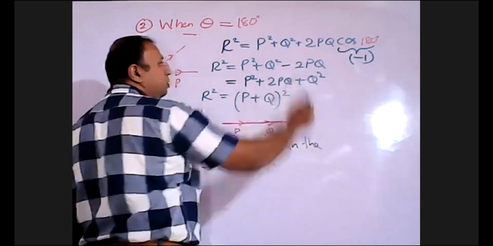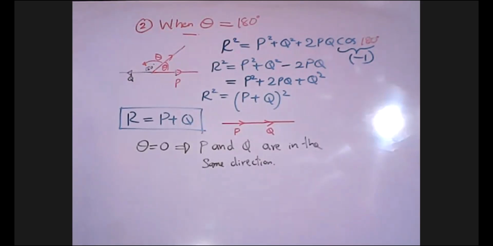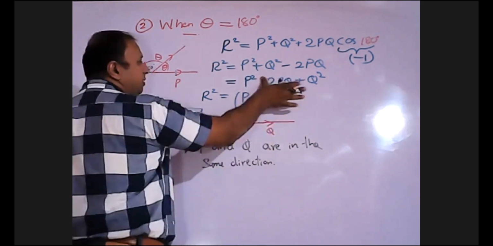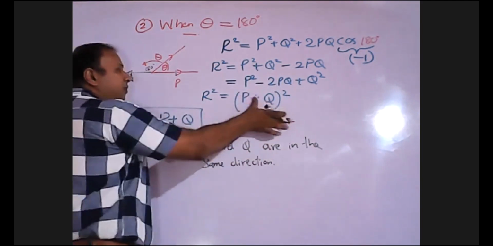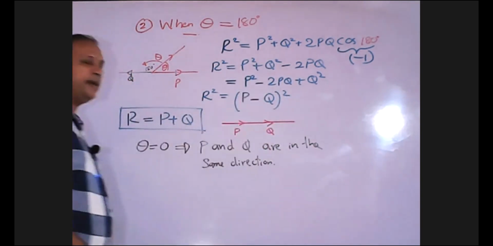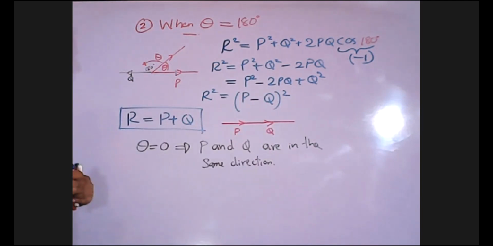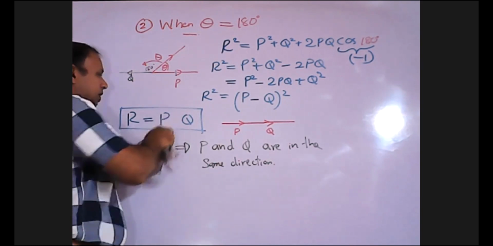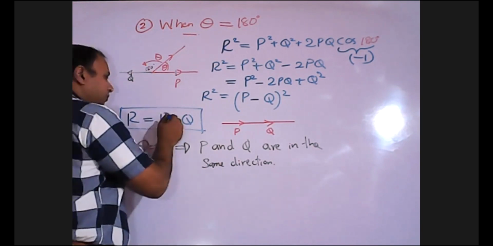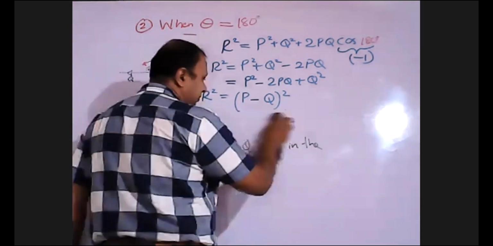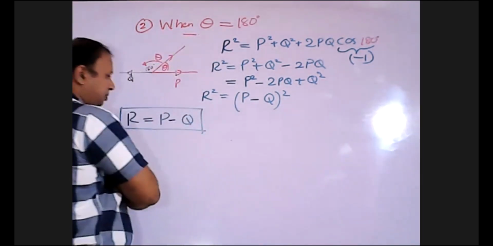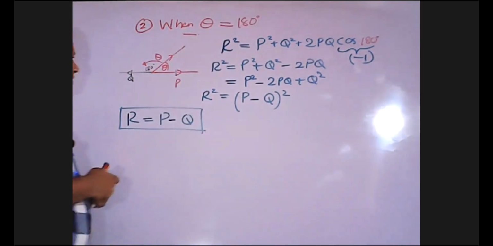So you will have P squared plus Q squared minus 2PQ. Therefore this one will be minus. So this is the whole square of P minus Q. Then R is equal to P minus Q.